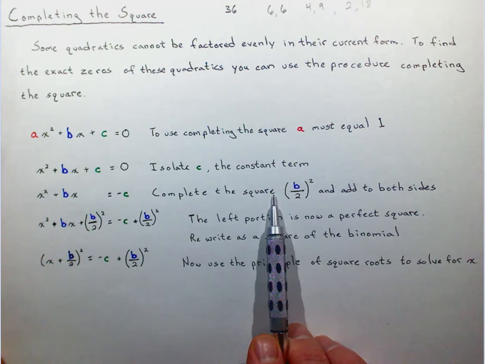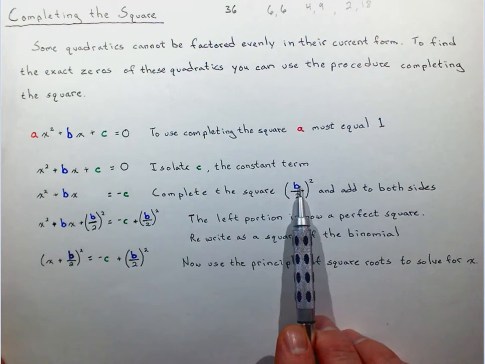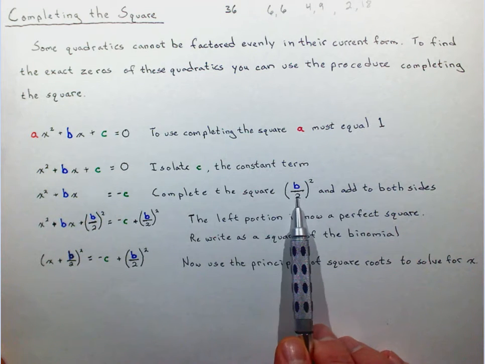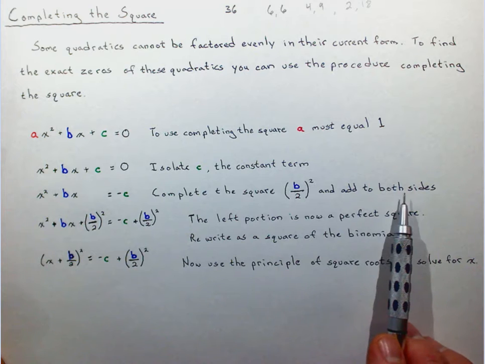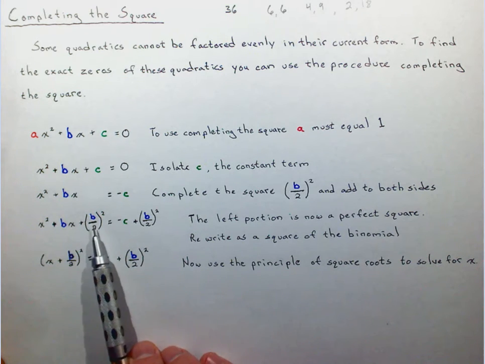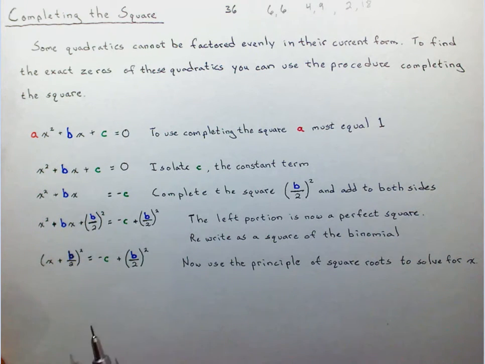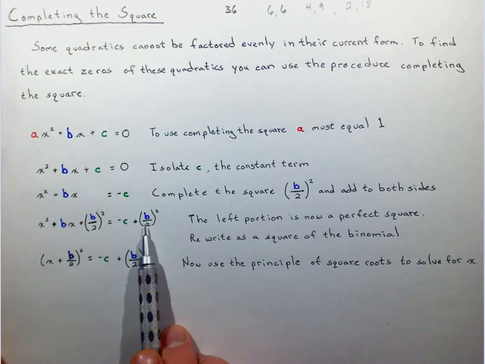To complete the square, what I do is I take the value of b, I divide it by 2, and I'm going to square that. And then I'm going to add it to both sides. I just can't add it to one side. I have to do it to both sides. We've done that whenever we were solving equations. We do that with fractions. You just can't do something to the denominator without doing it to the numerator. So I'm going to add that to both sides.